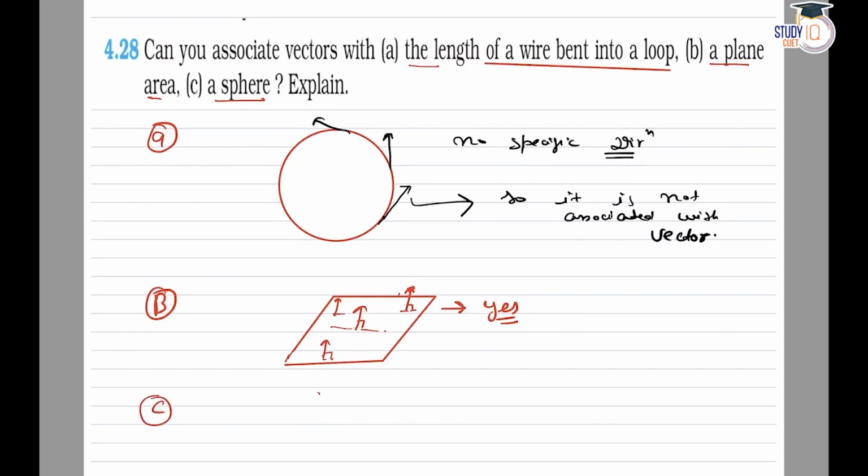Now in the case of volume, the area is perpendicular to the surface, but this vector will have a different direction at each point. So there is no specific particular direction. So this cannot be associated with a vector. For a vector, there must be a specific direction. In this case, there was no specific direction.